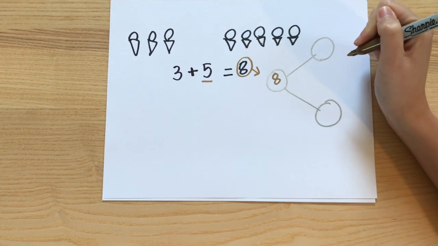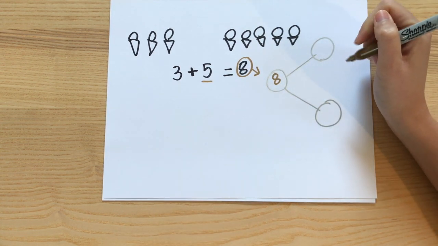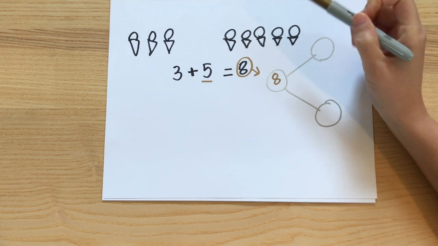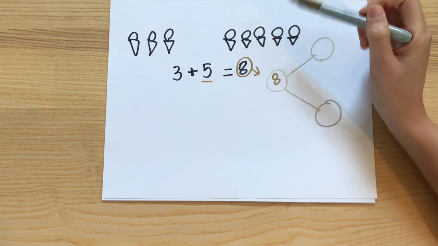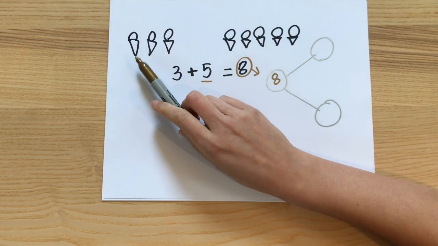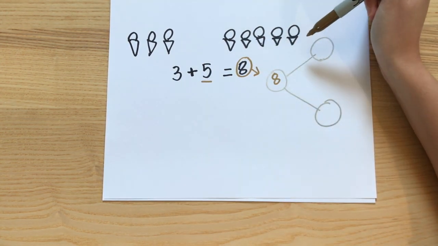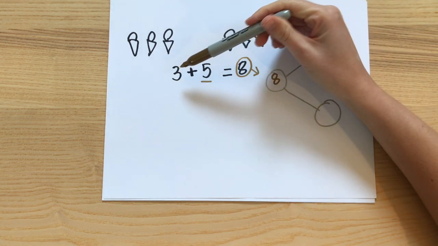What are our 2 parts? This is when we're talking about the ice creams that Toad and Frog had in the beginning and then afterwards. Yep, Frog and Toad had 3, and then they had 5. So we know our parts are 3 and 5.